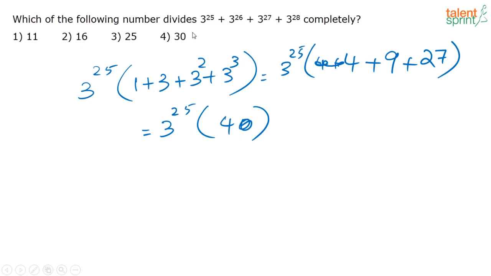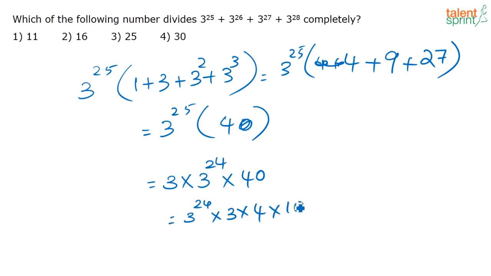Now which of these options match? None of the options match, right? So I have to try to get it to some number so that any one of the options matches. So we have to basically rearrange the answer that we get. See, 3 to the power 25 is nothing but 3 into 3 to the power 24. I can write it like this, right? So this is into 40. I am basically rewriting this answer. So this is nothing but 3 to the power 24 into 3 into 4 into 10, since 40 is 4 into 10. Or this is equal to 3 to the power 24 into 4 into 30.